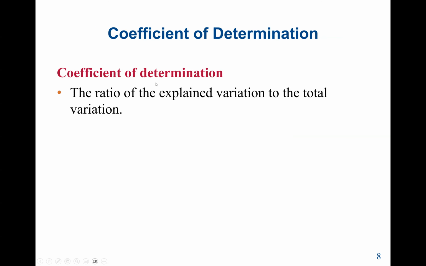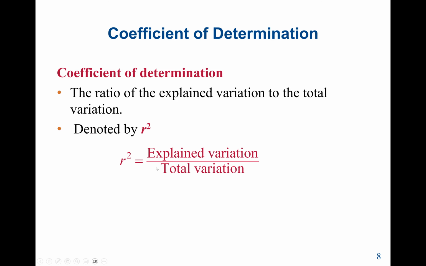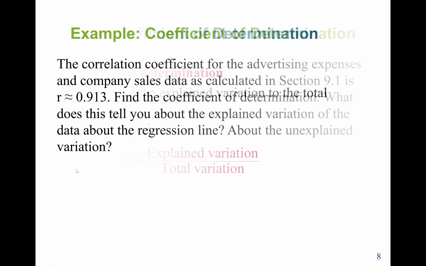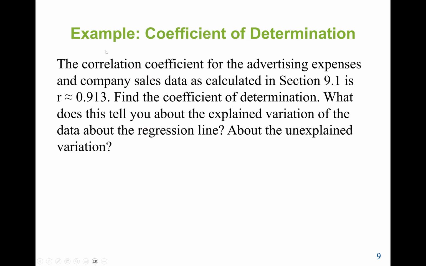Next, the coefficient of determination, again, is R squared. So R squared is equal to the explained variation divided by the total variation. Or sometimes, if we know the value of R, then we square it. Now let's go through this example, and we are going to explain all the terms.